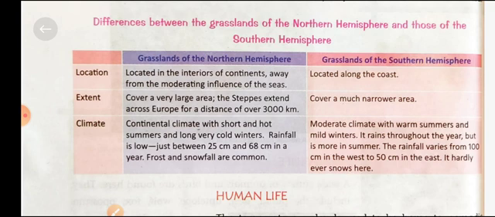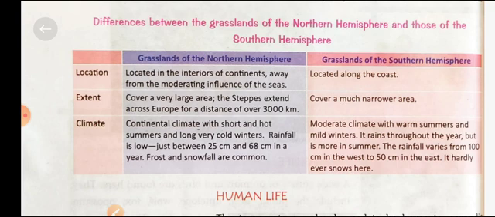Frost and snowfall: as you know, this region has very cold winters, so frost and snowfall are common. But in the grassland of the southern hemisphere, the climate is moderate, with a warm summer and mild winter. Comparing the two, in the northern hemisphere there is a short summer and long winter, but in the southern hemisphere a warm summer and mild winter.